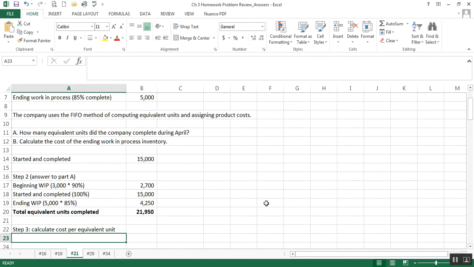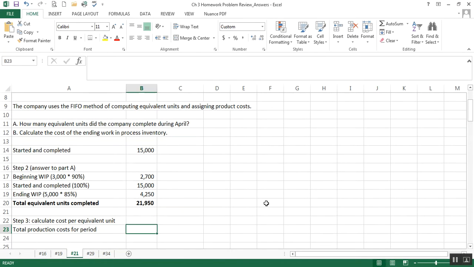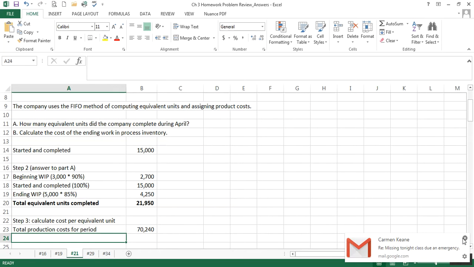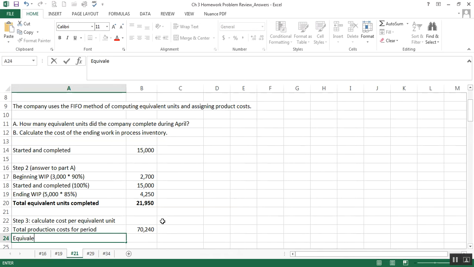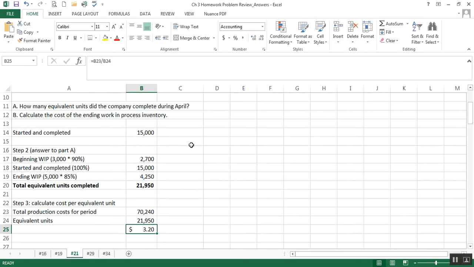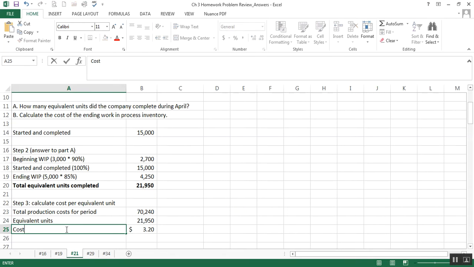So it's going to be our total production costs for the period, which is the 7,240, divided by our equivalent units, which is 21,950. So our cost per equivalent unit is equal to $3.20.